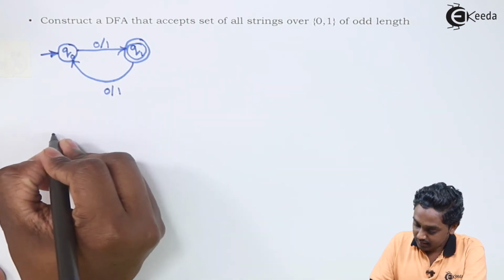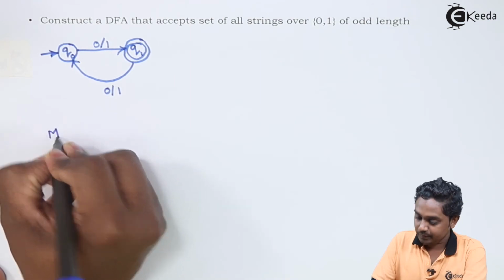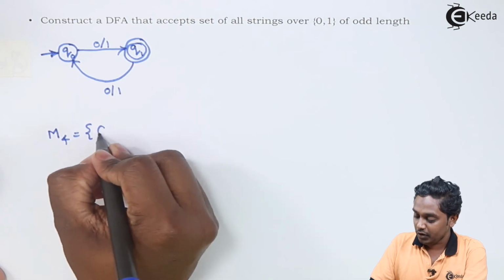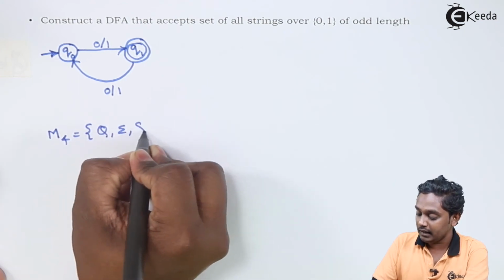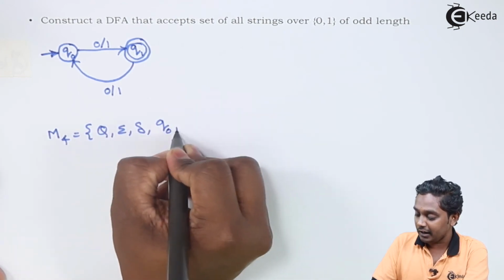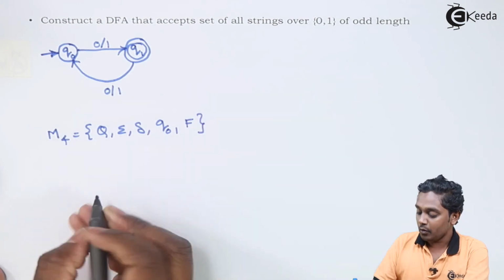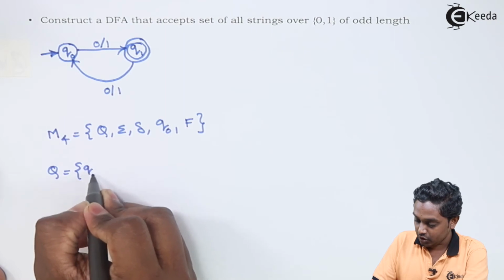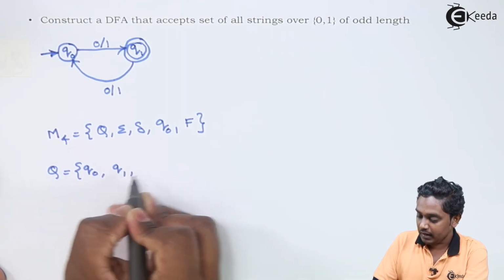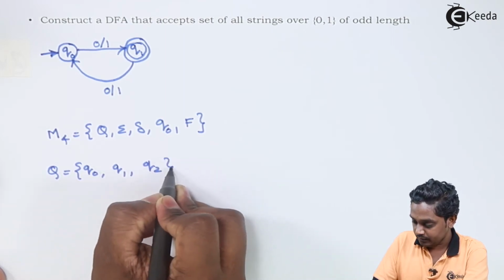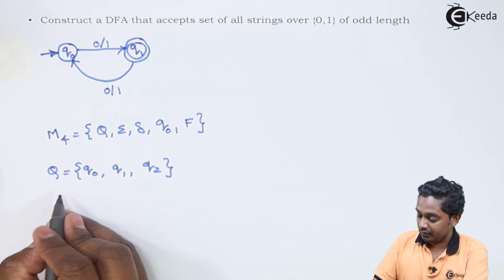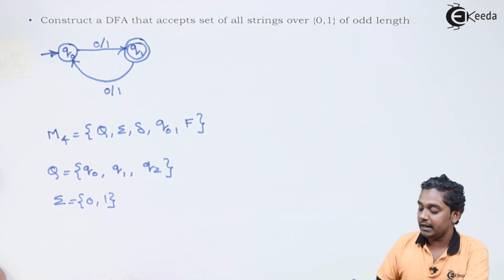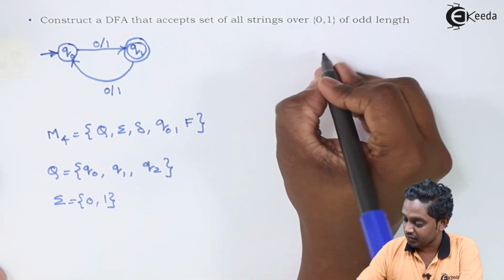Let's name this machine M4. Let's see what the definition is. Q, sigma, delta, Q0 and F. What is Q? Q is the set of states. Here the set of states are Q0 and Q1. Sigma is the input alphabet set which is here 0 and 1. Delta is again expressed using the transition function.